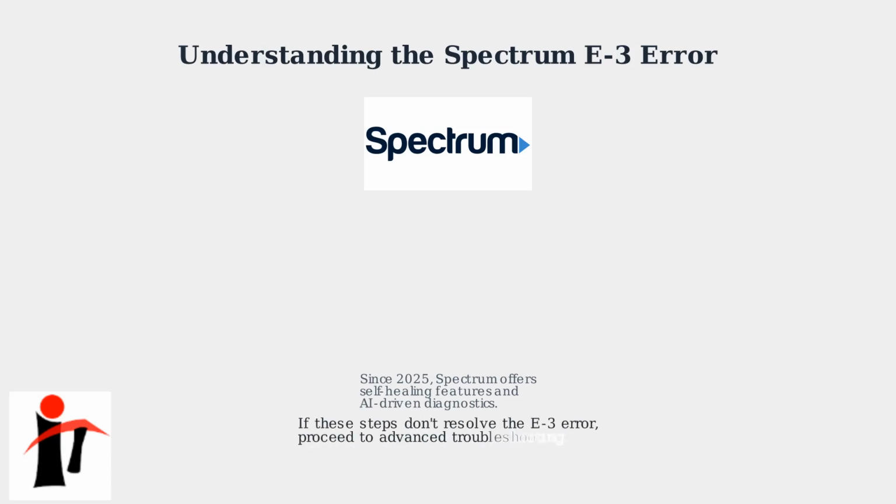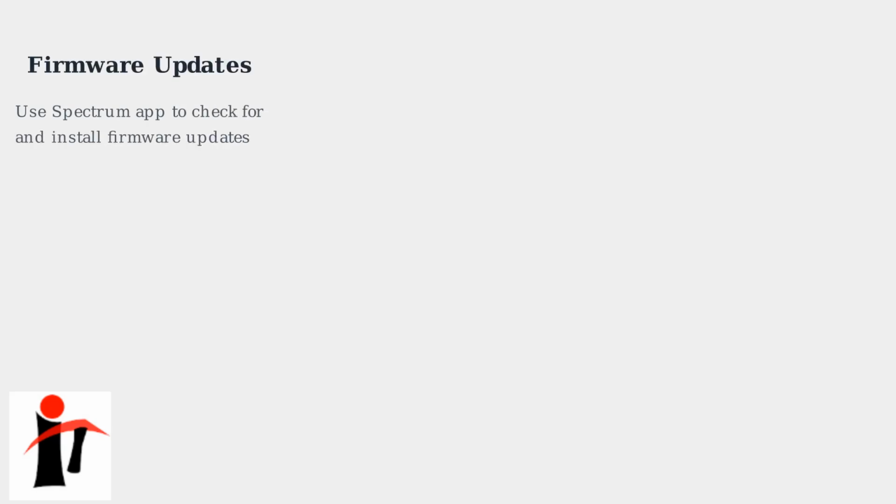If the power cycle and connection checks don't resolve the E3 error, proceed to more advanced troubleshooting. If basic troubleshooting fails, ensure your cable box firmware is up to date. Check the Spectrum app for update options, as outdated firmware can cause tuning issues.